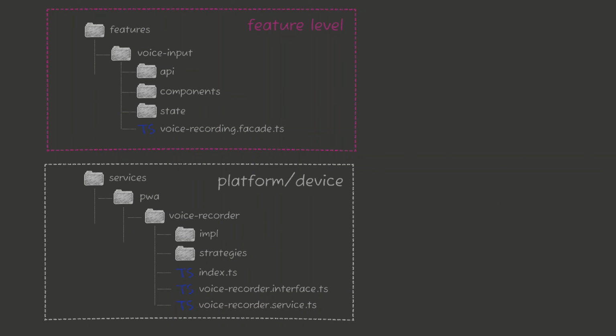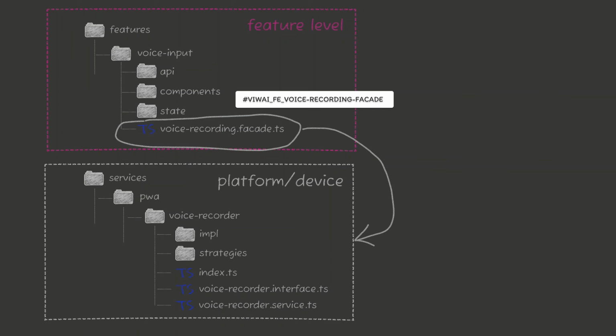To avoid coupling the feature directly to the infrastructure, I use a voice recording facade, which abstracts the recording implementation and preserves clear boundaries between architectural layers. As a result, the feature encapsulates all components, business logic, and state directly related to the voice input use case, while device-level interaction and browser API integration remain within the shared infrastructure layer.